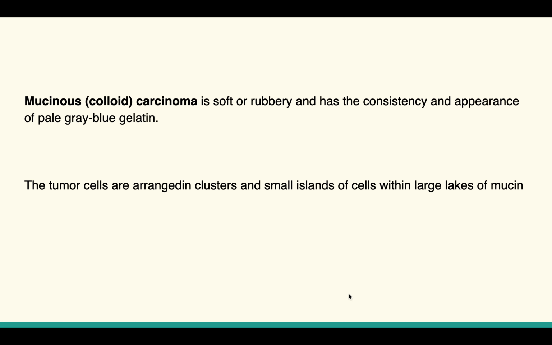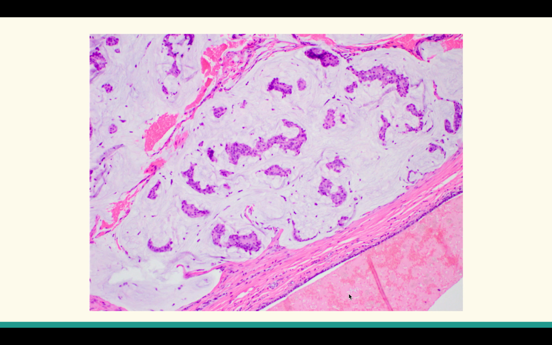The other special type is mucinous carcinoma. Because it has mucin inside, and mucin is very gelatinous, this tumor will not be hard to cut. It will be soft and rubbery and will have an appearance like grey-blue gelatin. In the microscopy you can see the cells just floating in pools of mucin. This blue part is your mucin, and the cells are just floating in the mucin. So this is again one morphological variant.